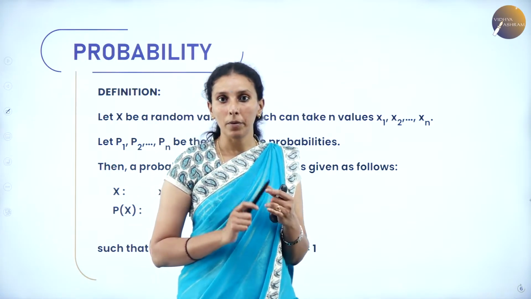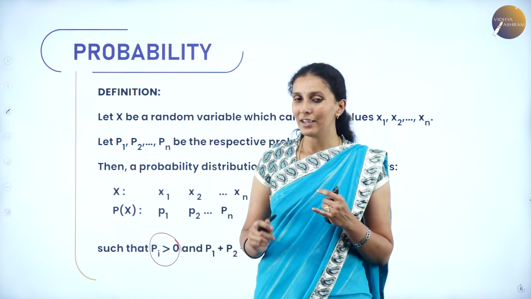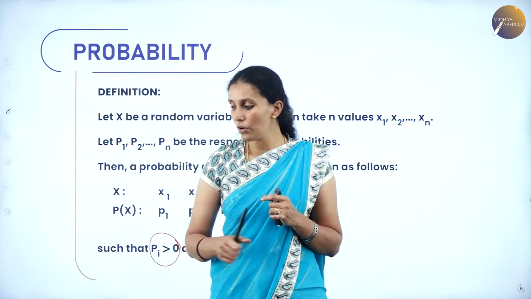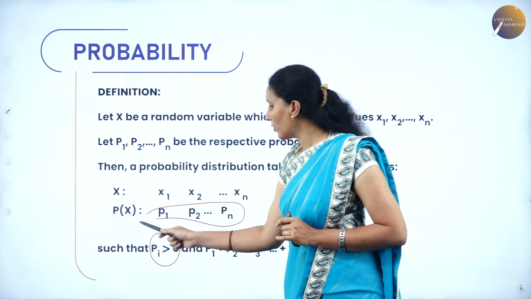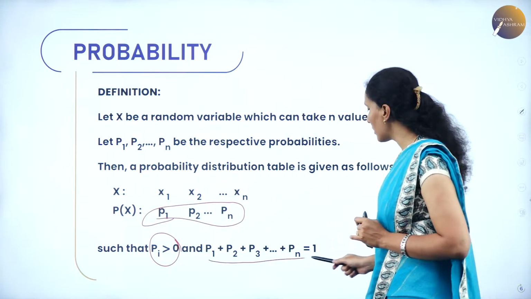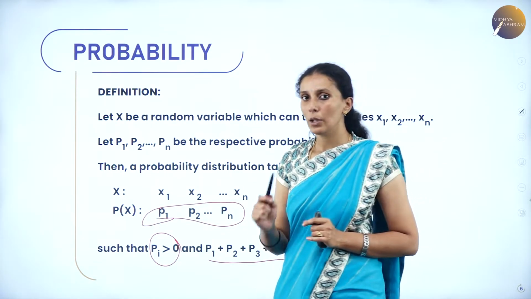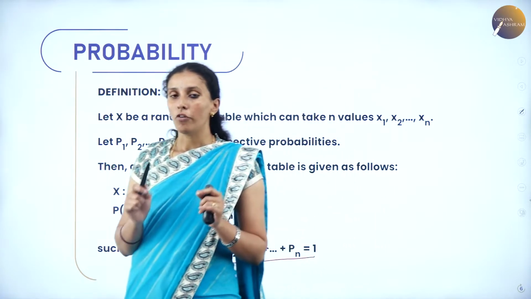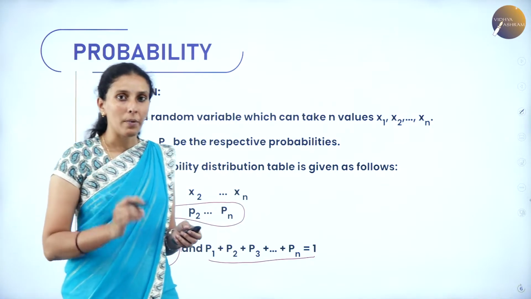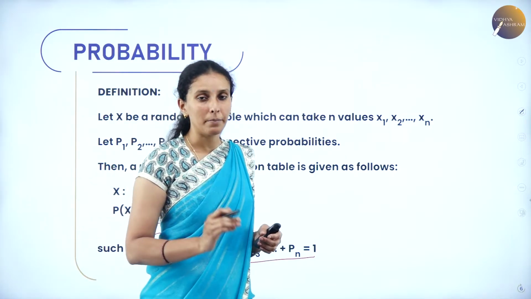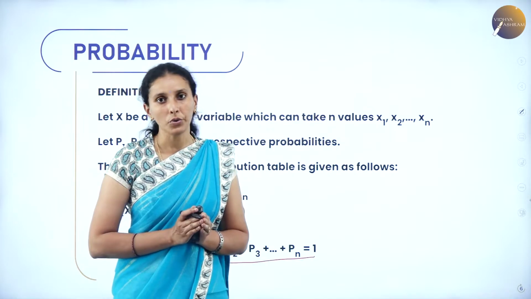So that means the probability value of all the events here must be greater than 0, and when you take the sum of all the probabilities, the value must be equal to 1. So this is the condition for the probability distribution of all random variables. That is, the sum of probabilities of all the variables must be equal to 1.